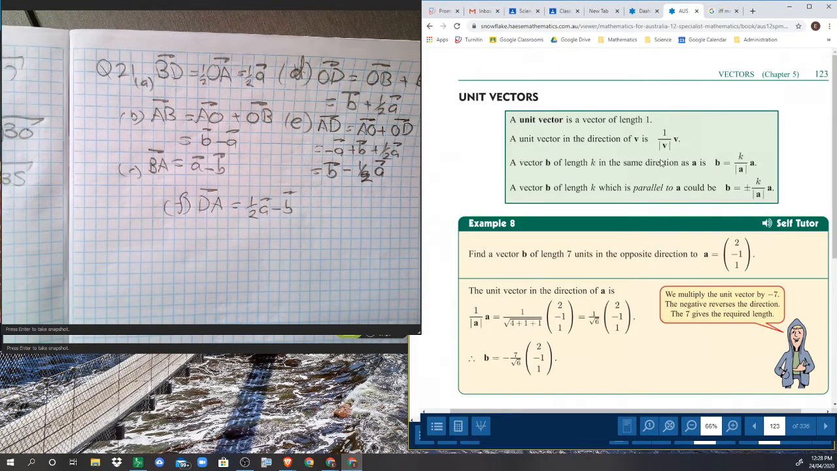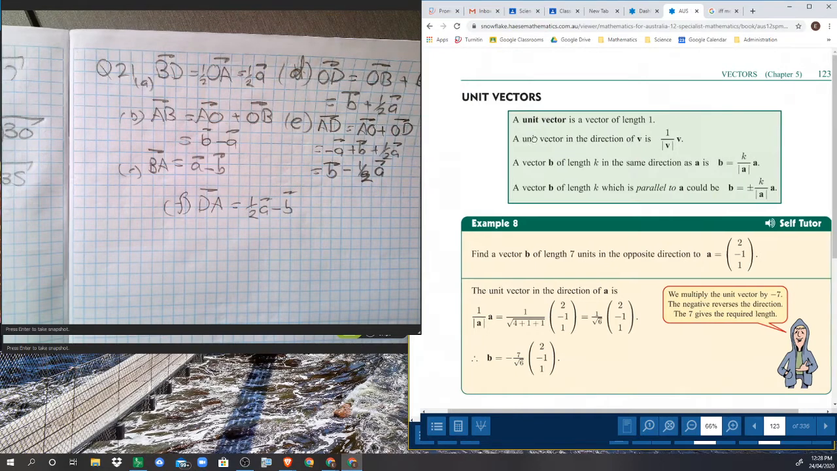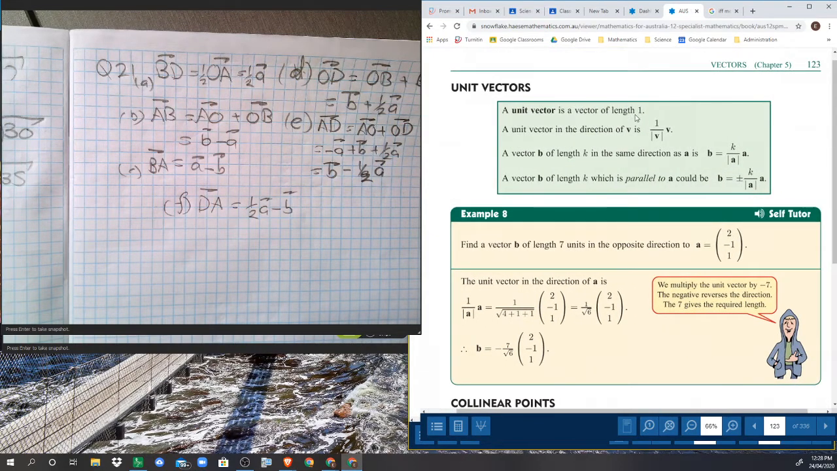Okay, to remind you of the key terms: a unit vector has a length of 1. The unit vector of v is 1 over the length of v times v. A vector b of length k with the same direction as a is b equals k over the length of a times scalar multiplication with the vector a. So basically, it's a unit vector times the length k, that's b.